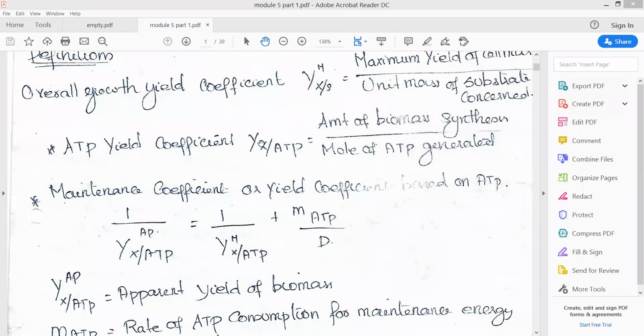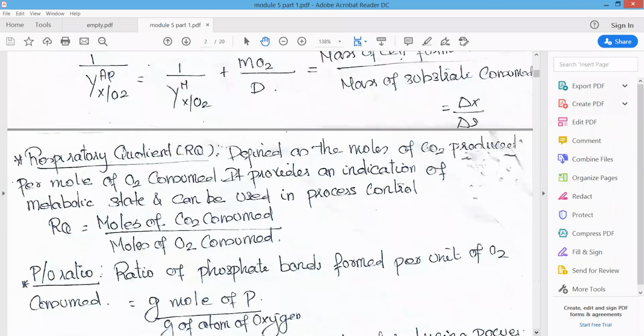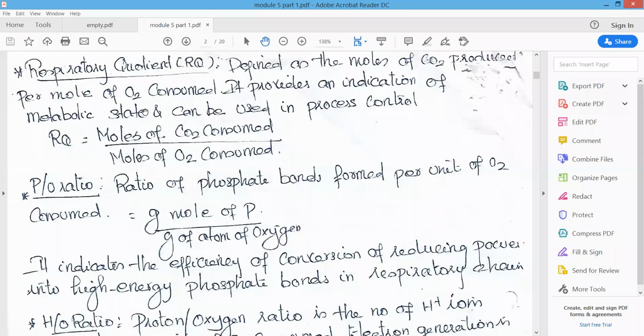Okay. And then Y X bar ATP, where X always represents the cell mass. Remember it. Okay. X always represents the cell mass. So whatever is in the top you will get in the numerator, and whatever is represented in the bottom you will get as the denominator. So X is amount of biomass divided by ATP, moles of ATP generated. Okay. And all these are not required for you people. Okay. And the next is respiratory quotient.